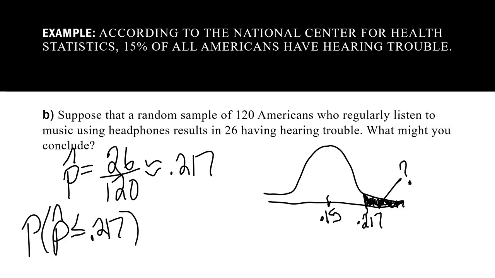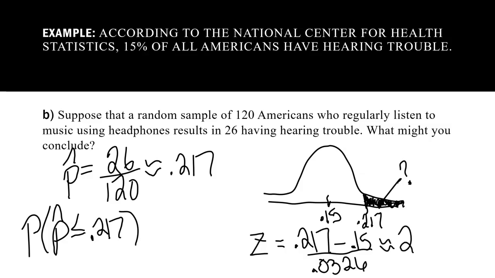Now, in order to find that probability, we would need to standardize that value. So we want to find the z-score, which is going to be found by doing 0.217 minus the mean, which is 0.15, divided by the standard deviation, which we calculated in the last part of this problem to be 0.0326, all right? So our z-score is going to be found by taking 0.217 minus 0.15 divided by 0.0326. And if you divide that out, you get approximately 2.06, all right? So our z-score is 2.06.